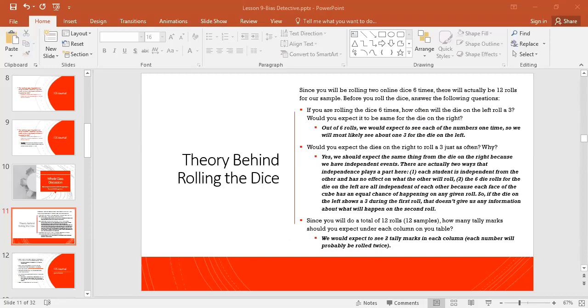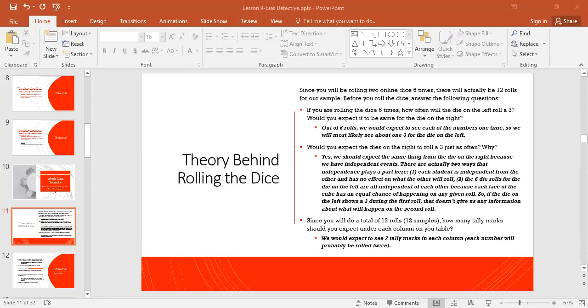Okay. Is that the same? Would you have the same idea for the right dice? Does anything change just because it's the dice on the right? Okay, so if the dice are fair, then we should have the same expectations, right? Whether it's the left dice or the right dice, we should still have the same expectation. Okay. Would you expect the dice on the right to roll a 3 just as, wait, we just answered that question. Never mind. Moving on.